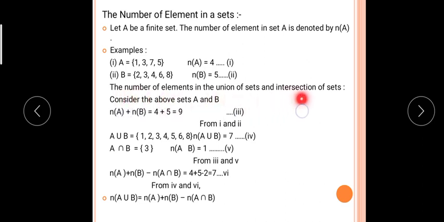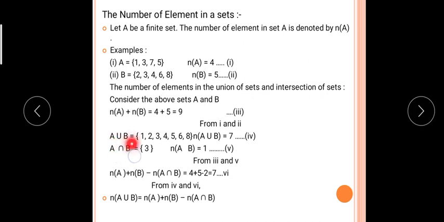The number of elements in the union of sets and the intersection of sets we have to find out. Firstly, write down what is n(A). n(A) is 4, n(B) is 5, so the addition of both is equal to 9. This is equation number 3.